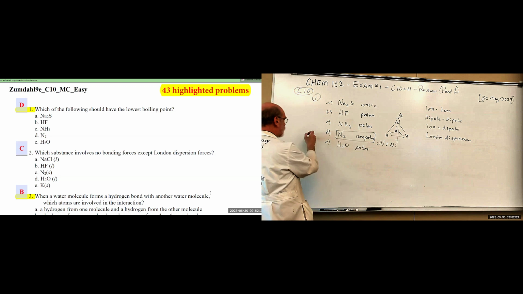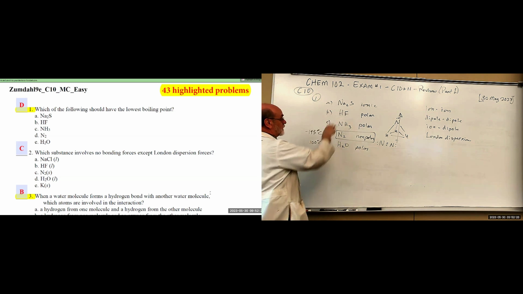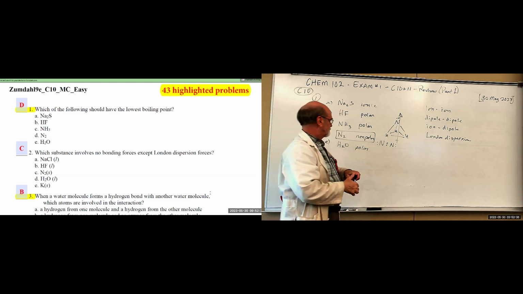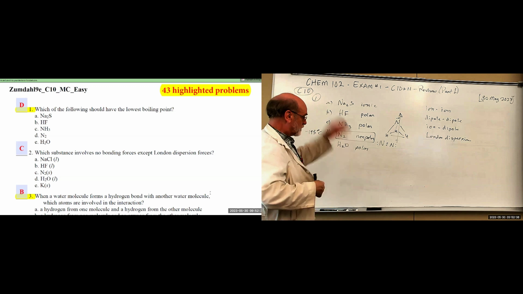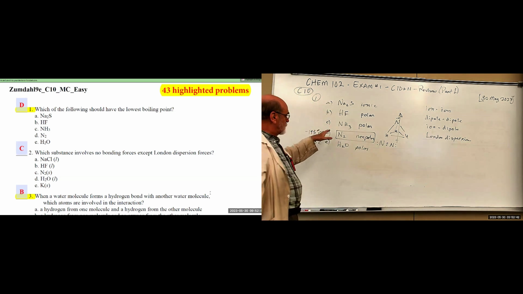In fact, its boiling point is minus 195 degrees C, where water is 100 degrees C. I don't know what the rest of them are. This one's really high. That melting point is extremely high. So the boiling point is going to be even higher. Okay, so we found our answer.